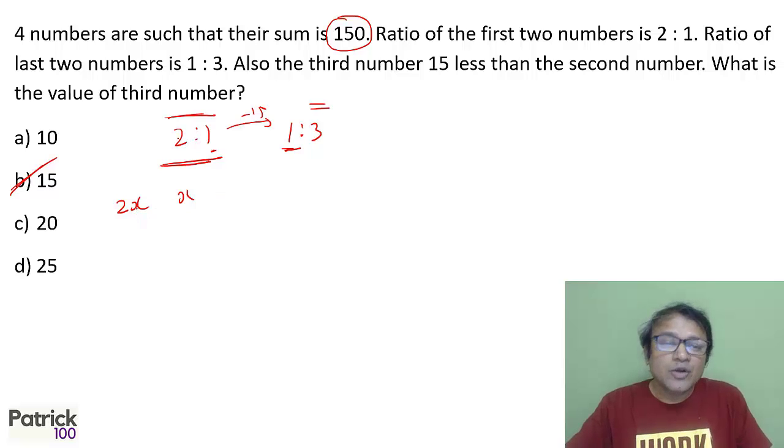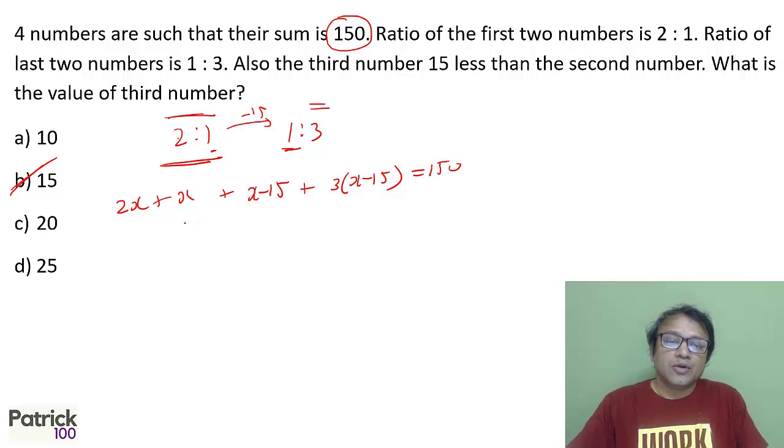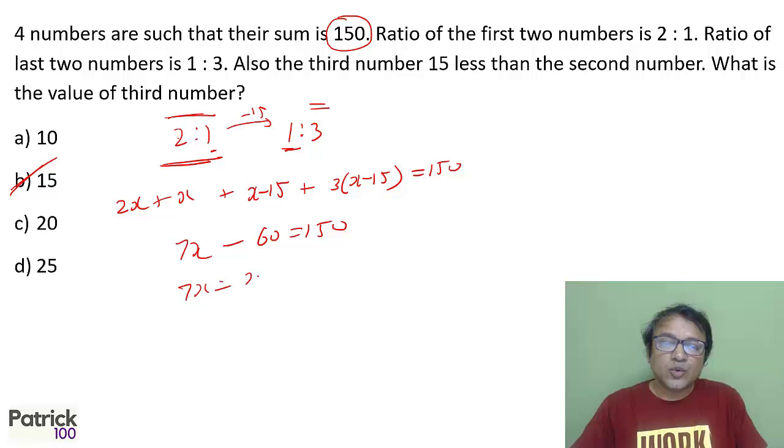But anyway, if you solve, first number I assume 2x, second number x, third number will be x minus 15 because it is 15 less. Fourth number will be 3 times x minus 15. The sum of these four numbers is 150. If you add it up, 2x plus x plus x plus 3x is 7x, minus 15 minus 45 equals 150. So you get 7x equal to 210, or x equal to 30.